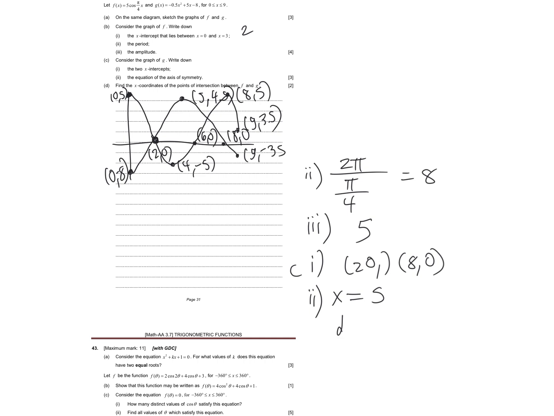And for D, find the coordinates of the points of intersection. Well, 2, 0, good call, because I didn't find that one. So that one is 6.79, 2.90. Okay.